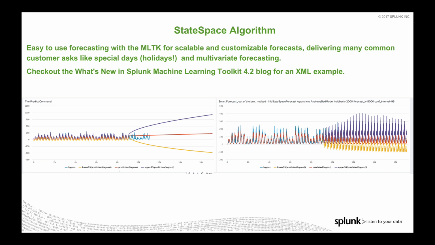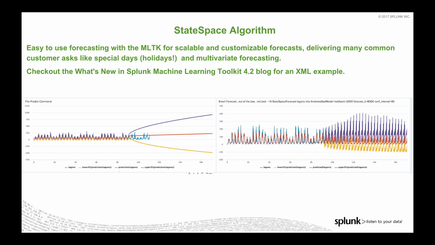So, in the past, we've had the predict command. That's the graph on the left where it learns the curve through time and then projects into the future. Smart forecasting, on the other hand, using something like the Statespace algorithm, makes a projection kind of like what we see on the right, where it learns the curves through time and more closely fits that prediction into the future.